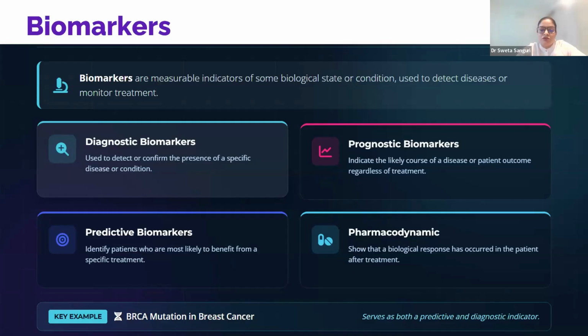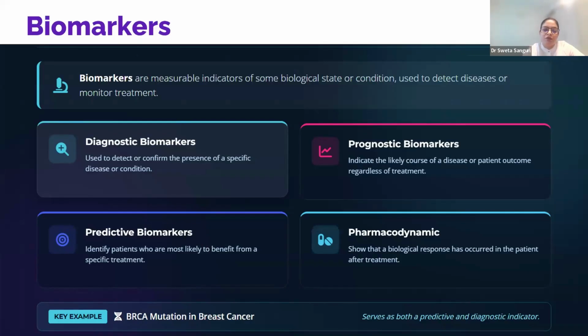And there are several types of these biomarkers. Diagnostic biomarkers help us to identify if a disease is present. They will diagnose the disease. Prognostic biomarkers indicate how a disease is likely to progress. Predictive biomarkers help to determine which patients are most likely to benefit from a specific treatment. And pharmacodynamic biomarkers show whether a treatment is producing a biological effect, if the treatment is actually working in the way that we anticipated or not.